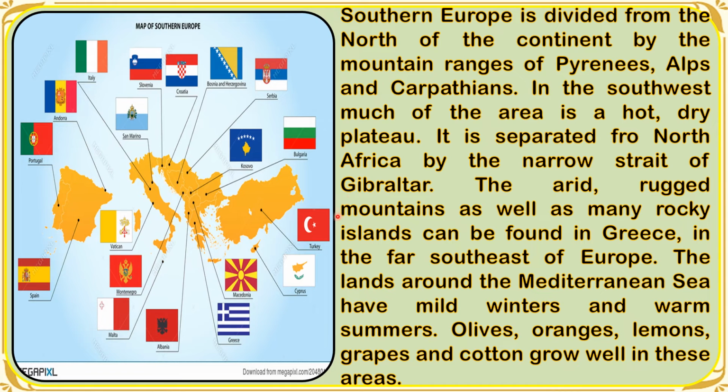The arid, rugged mountains as well as many rocky islands can be found in Greece, in the far southeast of Europe. The lands around the Mediterranean Sea have mild winters and warm summers. Olives, oranges, lemons, grapes, and cotton grow well in these areas.